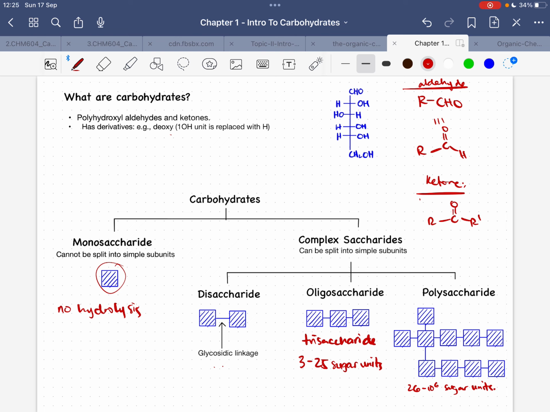Okay. And disaccharide, of course, from the prefix di, has only two monomers. Okay. This is sugar 1 and sugar 2. Notice that in these complex saccharides there is a linkage. Okay? There is a bond that connects the monomers. And that is called the glycosidic linkage. It can also be called a glycosidic bond or acetal linkage.